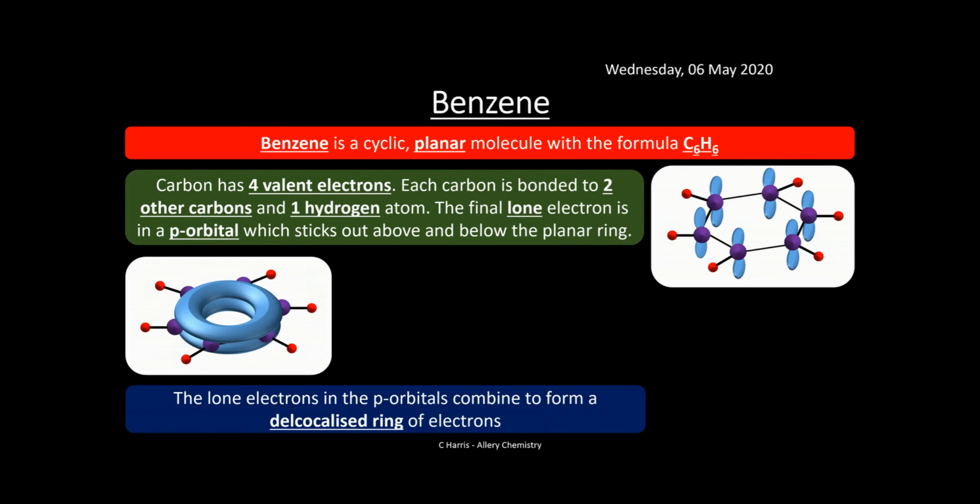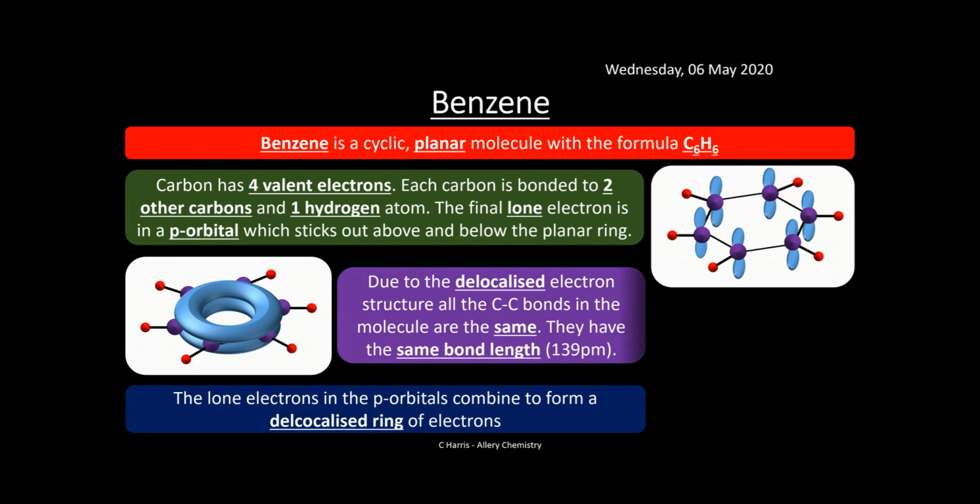Now what these lone electrons do is they combine to form a delocalized ring, and you can see here it looks like a donut. So you've got a delocalized ring system here on the left hand side, and that delocalization gives benzene its unique characteristics, which we'll look at in a minute.